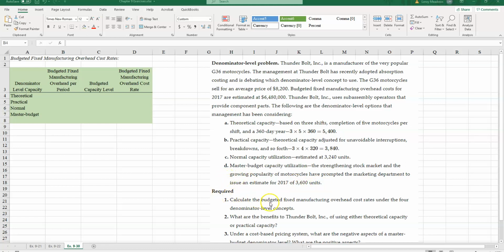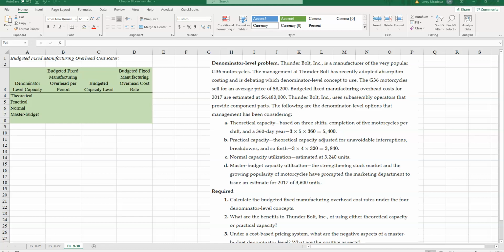So the first thing we need to do is calculate the budgeted fixed manufacturing overhead cost rates under the four denominator level concepts. So now let's go through a few things and let's just define our terms. First of all, remember we talked about denominator level capacity. Capacity is the most we can produce, or the upper limit of what we can produce. When we talk about denominator level, we're talking about the denominator when we're computing our predetermined overhead allocation. So the amount of overhead we're going to allocate on a per unit or per allocation base unit, whether it's machine hours, labor costs, whatever our allocation base is, that is our denominator level.